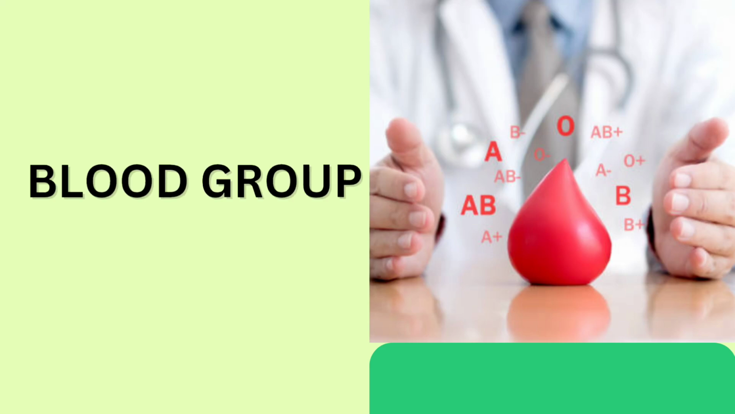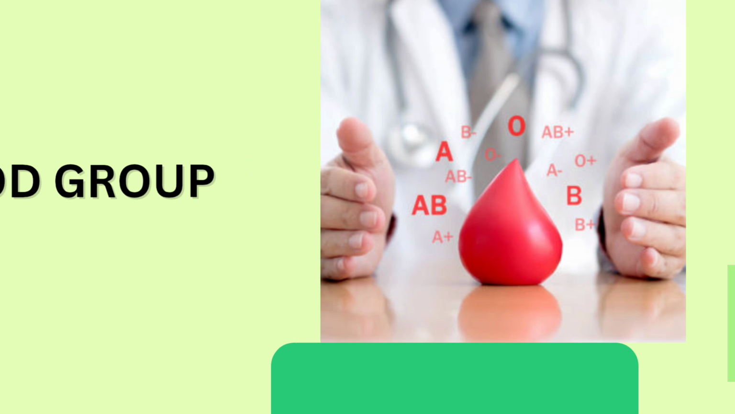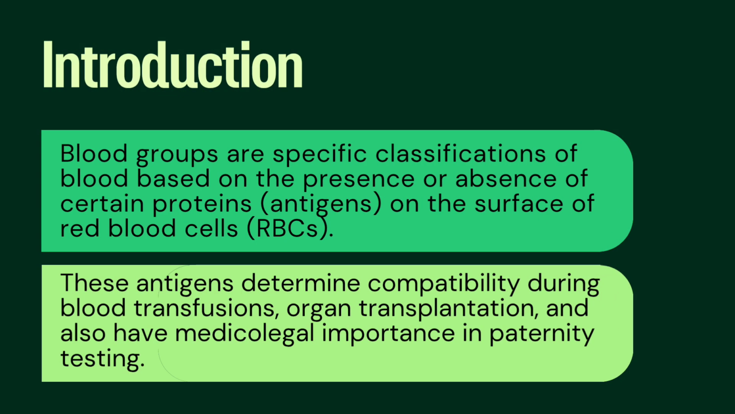Welcome to the channel. Today we are going to study about blood groups. Definition of blood groups: blood groups are specific classifications of blood based on the presence or absence of certain proteins, antigens, on the surface of red blood cells, RBCs. These antigens determine compatibility during blood transfusions, organ transplantation, and also have medico-legal importance in paternity testing.